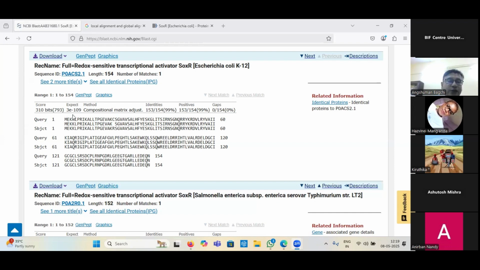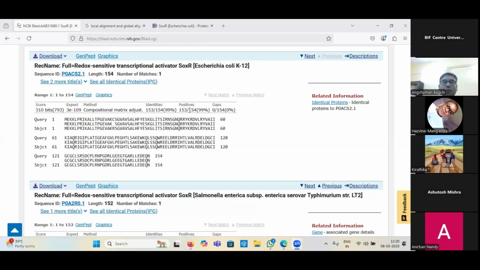This is the expectation value. E means 10. It is 3 into 10 to the power minus 109. This is the identity. See, there are 153 amino acids among the total 154 amino acids, which are exactly identical between the two. There is only a single amino acid which is different. So it is 99% identical.